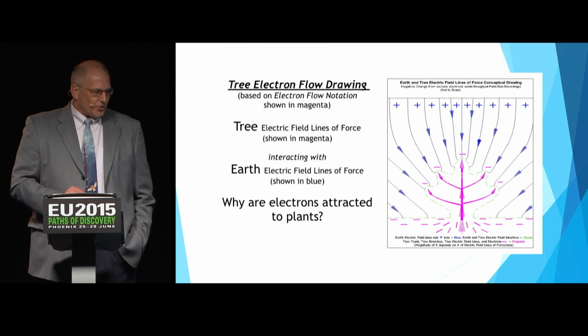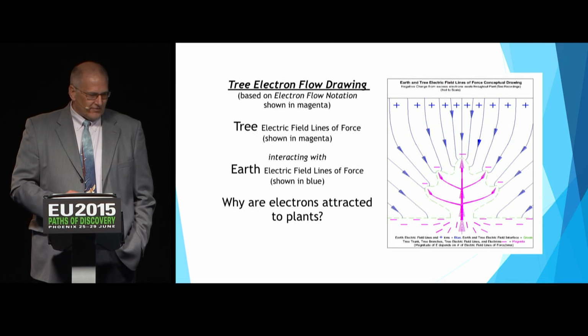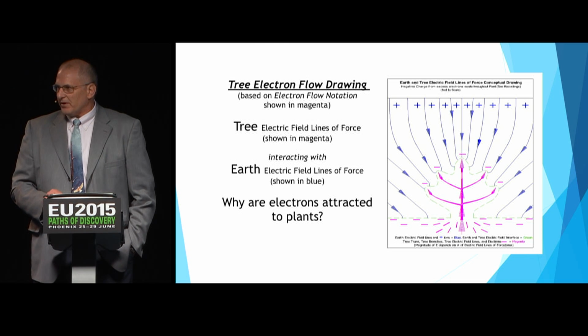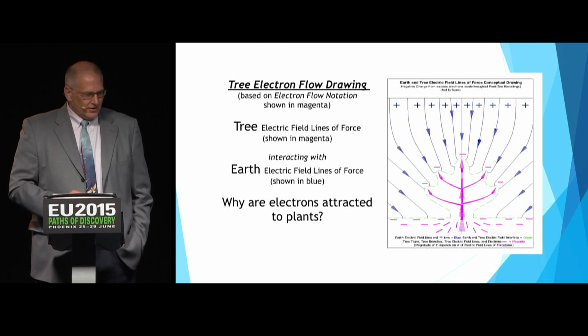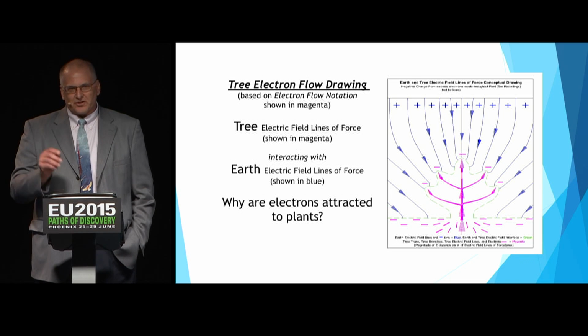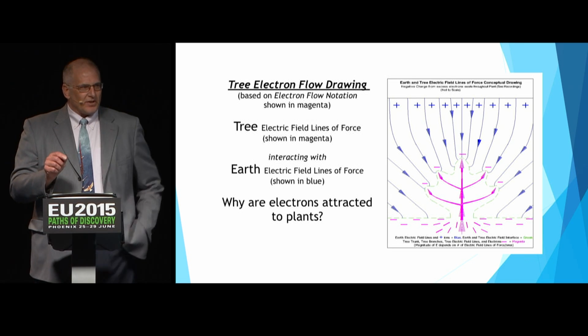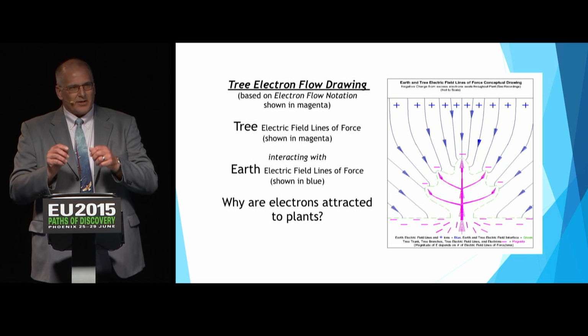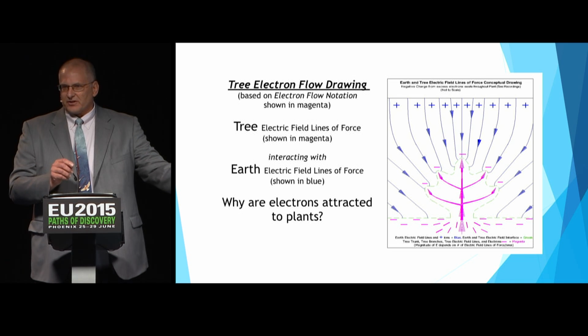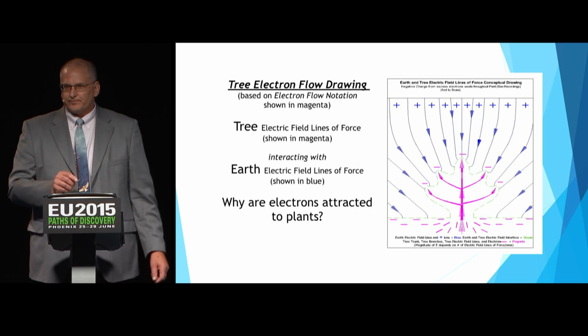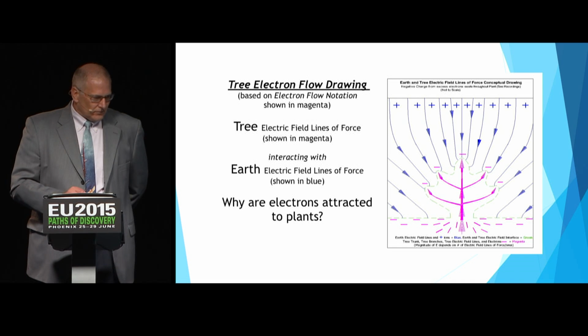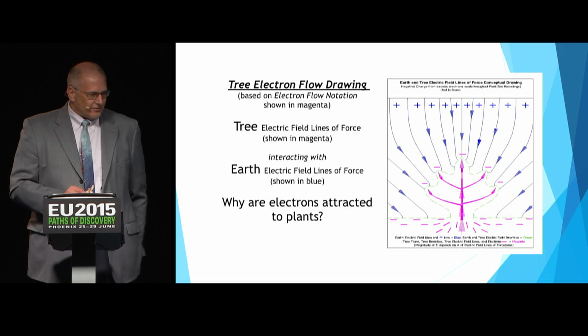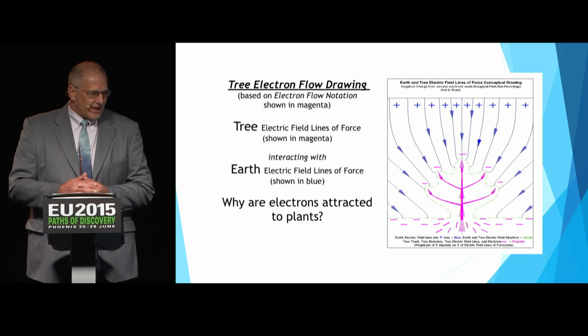So here's a tree electron flow drawing. It's not a voltage drawing. It's based on electron flow notation, not conventional flow notation. And that means where there's an excess of electrons, it moves to an area of less electrons. That's the direction of the flow. The tree electric field lines of force, shown in magenta, are interacting with the earth electric field lines of force, shown in blue.